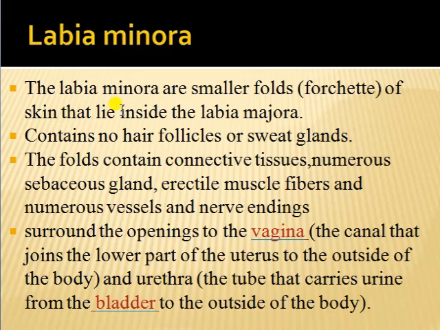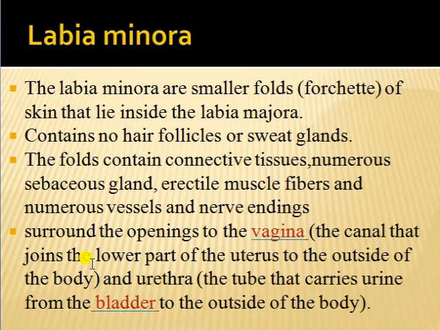Next, the labia minora. The labia minora are smaller folds of skin that lie inside the labia majora. The labia minora contain no hair follicles or sweat glands. Important point here: the labia minora have no hair follicles or sweat glands. The folds contain connective tissue, numerous sebaceous glands, erectile muscle fibers, and numerous vessels and nerve endings. So compared to the labia majora, the labia minora have more sebaceous glands, erectile muscle fibers, vessels and nerve endings.